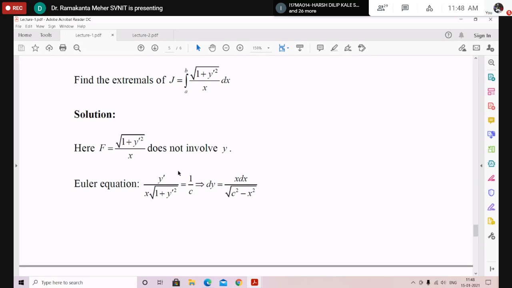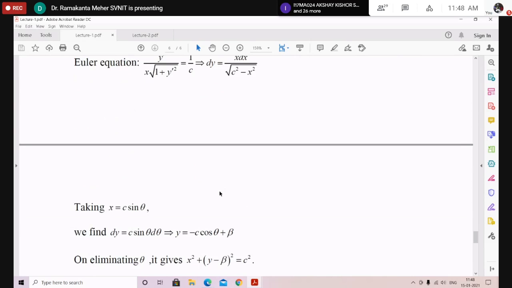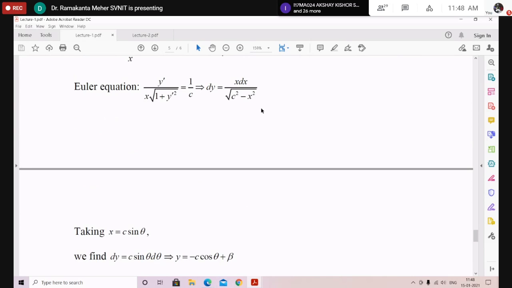So it is a simple differential equation of first order. Upon finding the integration on both sides, we can write dy equal to x dx divided by root over c square minus x square. That means you can easily find this differential equation, dy equal to this one. Here we can use a variable transformation for finding the integration of this differential equation.